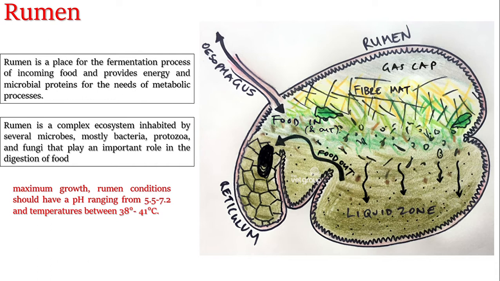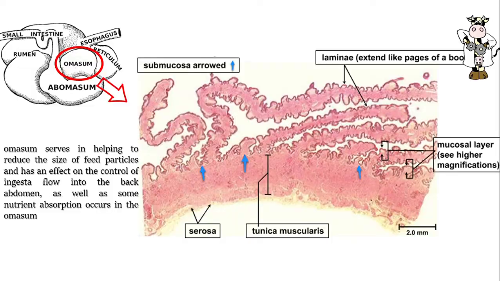For maximum growth, rumen conditions should have a pH ranging from 5.5 to 7.2 and a temperature between 38 to 41 degrees Celsius. And after that is the omasum. The omasum helps in reducing the size of feed particles and has an effect on the control of ingesta flow into the back of the abdomen, and some nutrient absorption occurs in the omasum.